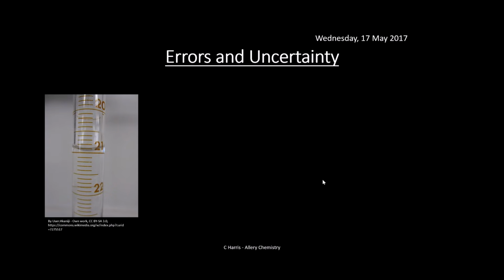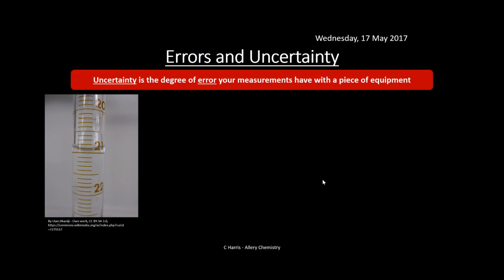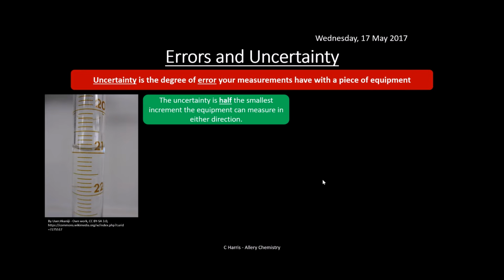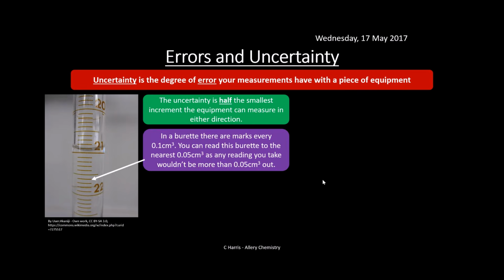Okay, so we'll look at some errors and uncertainty. So uncertainty is the degree of error your measurements have with a piece of equipment. Okay, so how much error we have. So the uncertainty is half the smallest increment the equipment can measure in either direction. So you can see here in a burette, which is one of the most common bits of equipment you use, there's marks every 0.1 centimeters cubed.